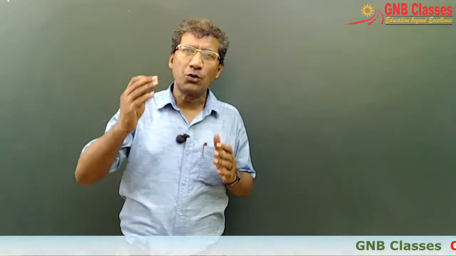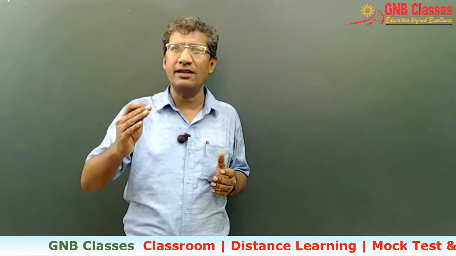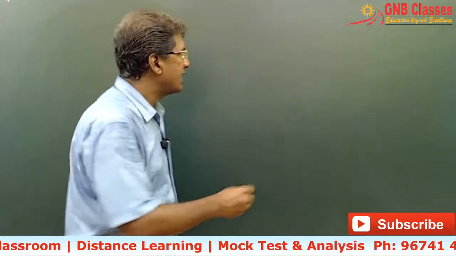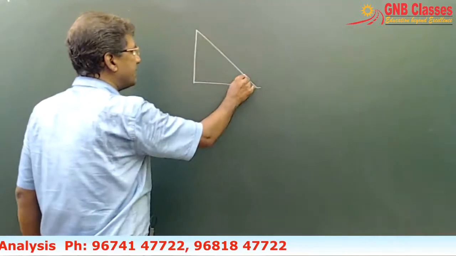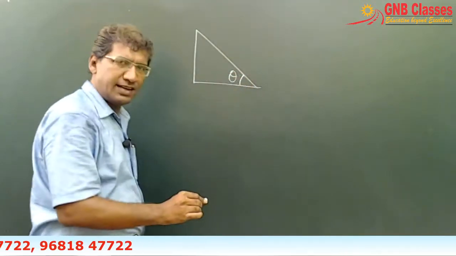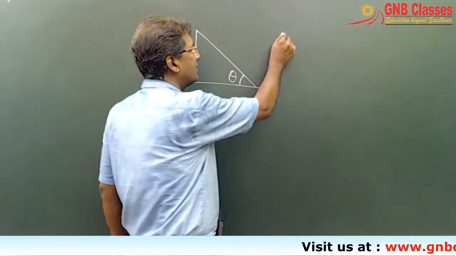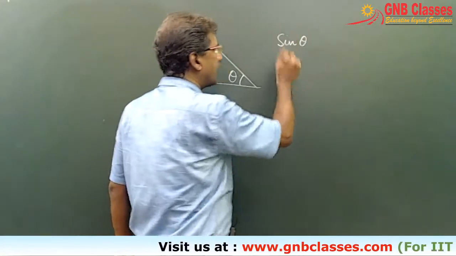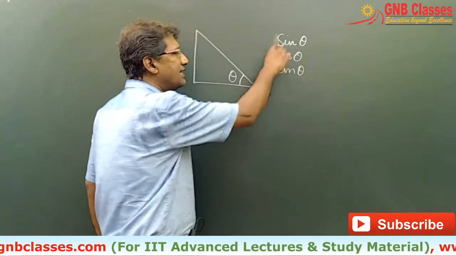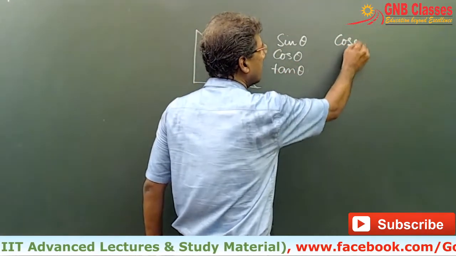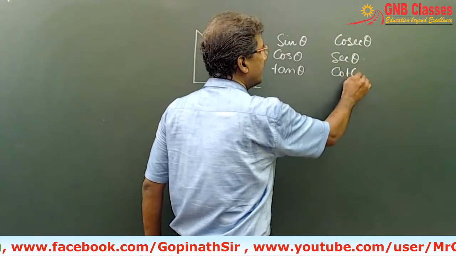So now let us just recall some of the facts that we have learned in class 10 trigonometry. That is, if I take a right angle triangle and if I say that this angle is theta, then we have learned 6 ratios. They are sine theta, cos theta, tan theta, right? And the reciprocals are cosec theta, sec theta and cot theta.